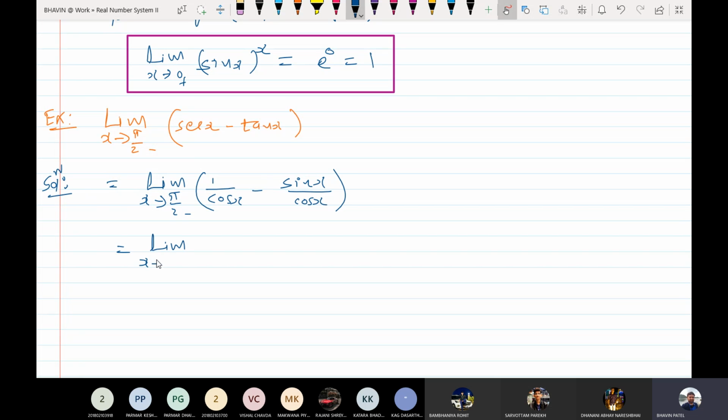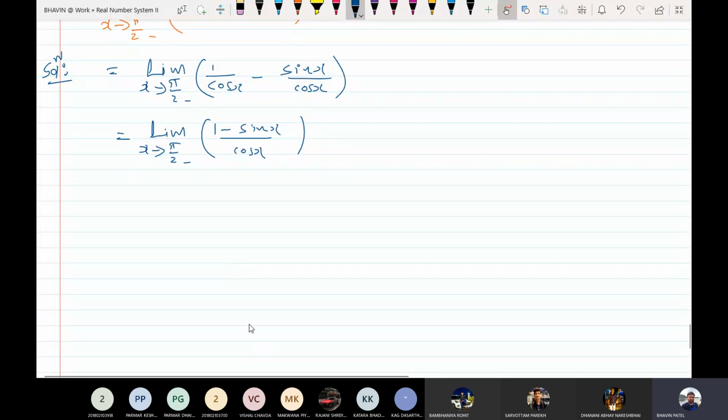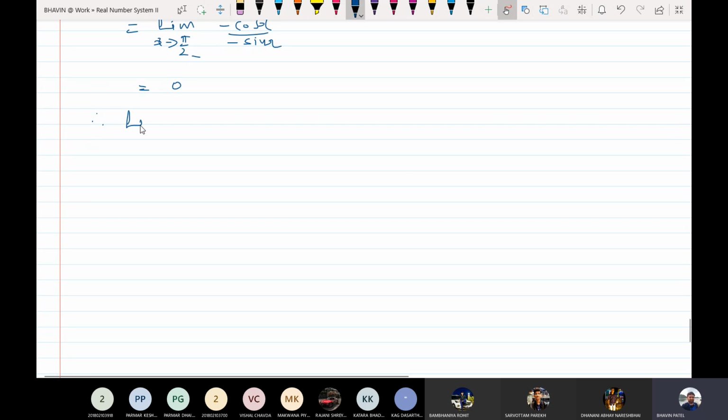Equal to limit, so 1 minus sin x upon cos x. Now if you take pi by 2 in place of x, sin pi by 2 is 1, 1 minus 1 is 0, and cos pi by 2 is also 0. So this is now 0 by 0 form. So this limit is nothing but limit x tends to pi by 2 minus, so the derivative is minus cos x and this is minus sin x, so minus minus plus. Now take x equal to pi by 2, so cos pi by 2 is 0, sin pi by 2 is 1, so this limit is 0. So therefore limit x tends to pi by 2 minus of sec x minus tan x is 0.